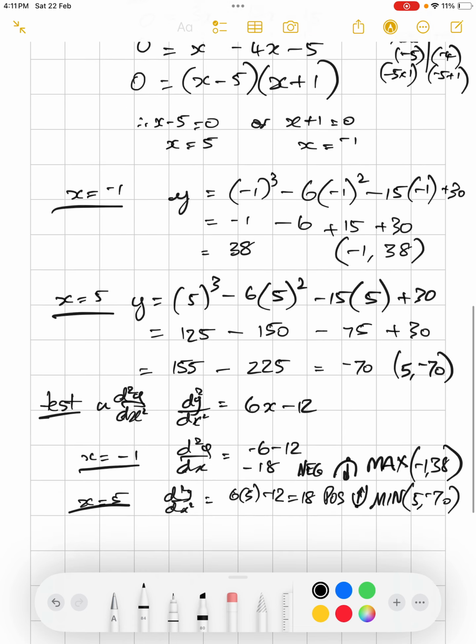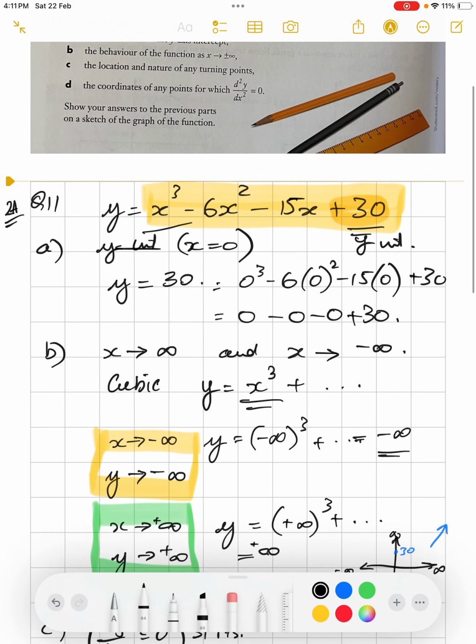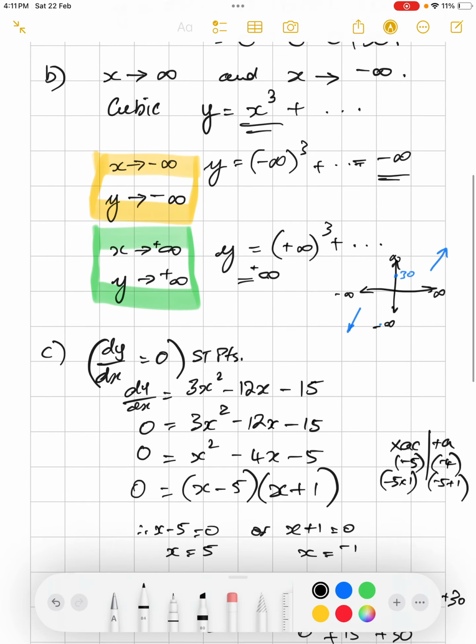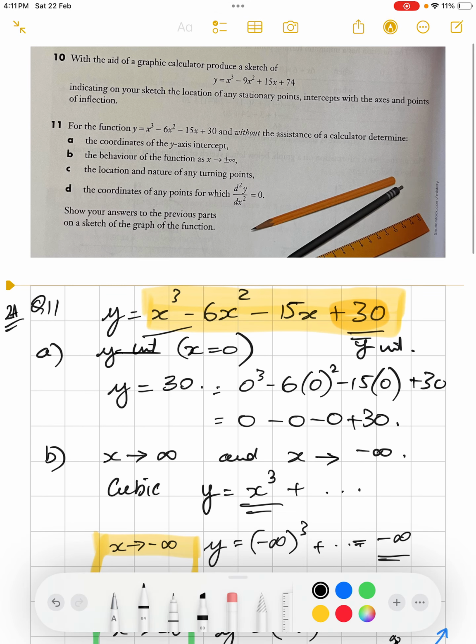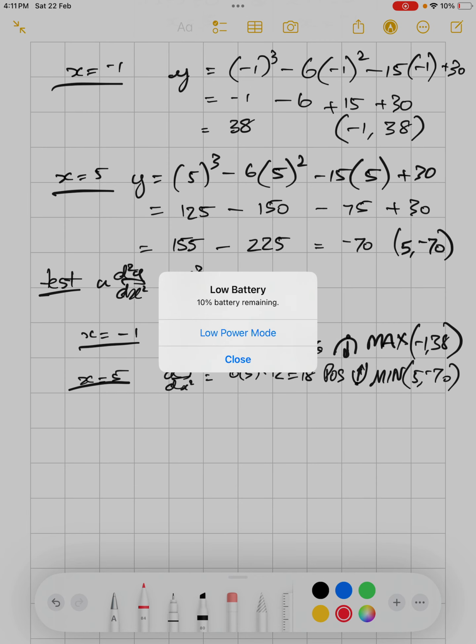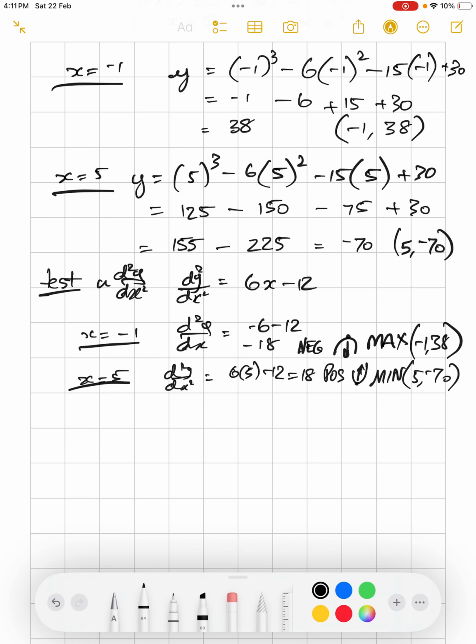Okay, and what else do we need to do? Part D, the coordinates of the point when the second derivative is 0. So that's like a point of inflection. We've got a cubic, and there's a point of inflection somewhere in the middle of the S-bend. So let's get that. Part D, the second derivative equals 0. So when 6x minus 12 equals 0, 6x equals 12, 12 over 6 is 2.